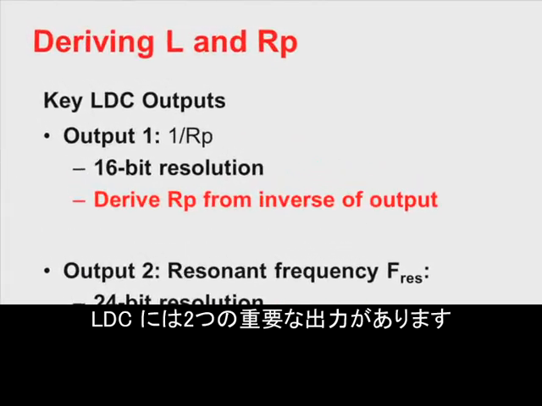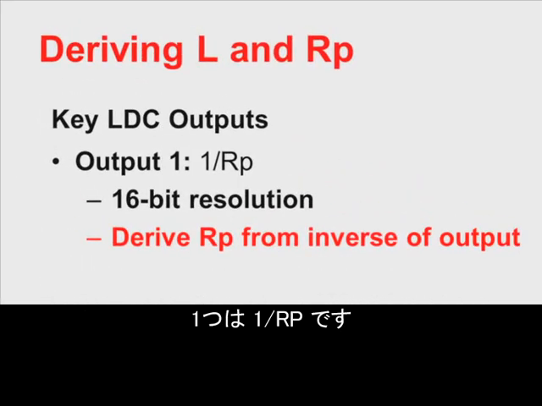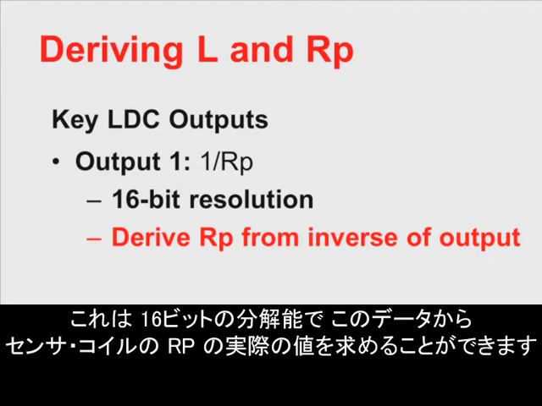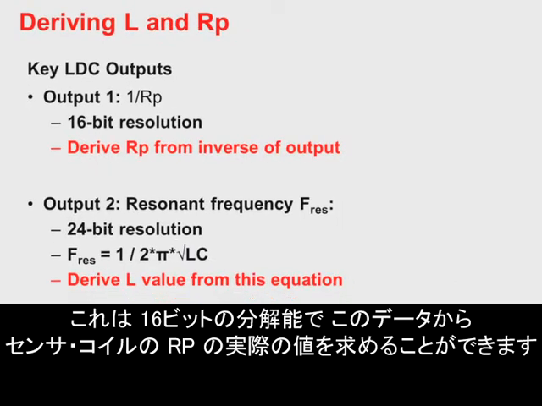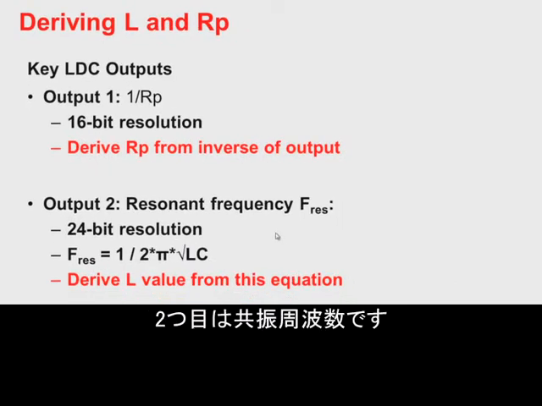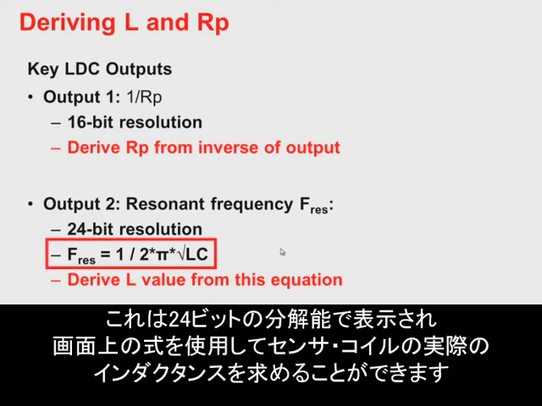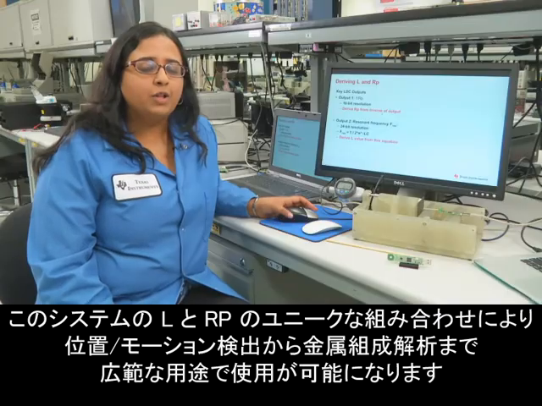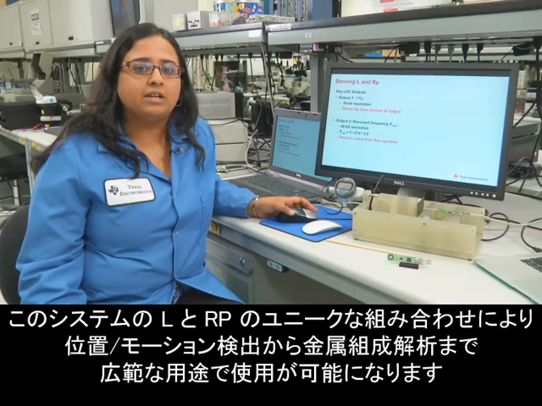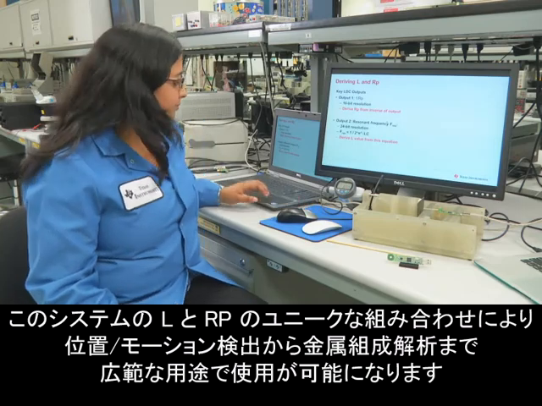The LDC has two key outputs. The first one is 1 over RP. This is in 16-bit resolution, and you can derive the actual value of RP of the sensor coil from this data. The second one is the resonant frequency. This is given in 24-bit resolution, and using the formula on the screen, you can derive the actual inductance of your sensor coil. The unique combination of L and RP from this system can really expand the number of applications that you can use this technology in, all the way from position or motion sensing, or even getting into metal composition detection.